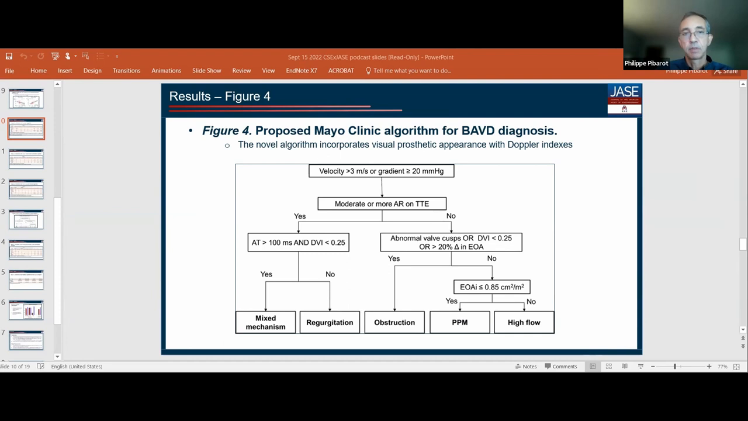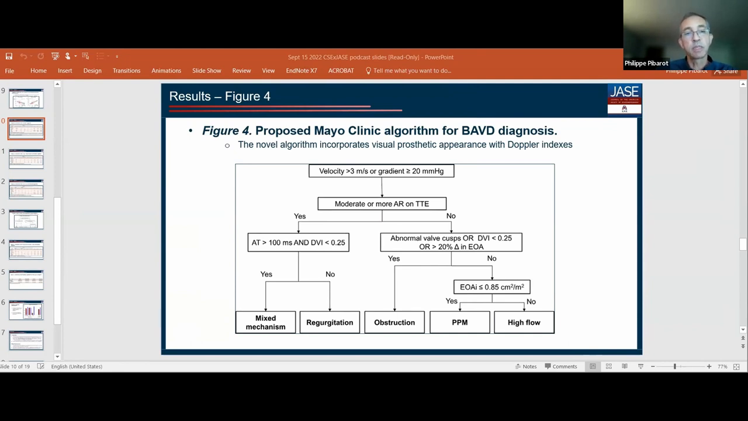So the next step, which I think is a good idea when you see a high gradient, is to look at AR, because with bioprosthetic valves, of course, the dysfunction is often mixed, and the gradient could be solely related to the AR. So if you have moderate or more AR on TTE, then the answer is yes. You go on the left and look at two parameters. First, the acceleration time, which has some limitation, of course, because we know it is flow dependent, but is one parameter among several.